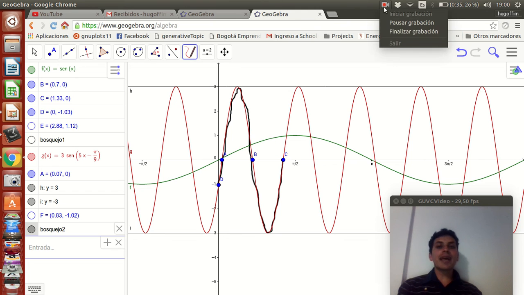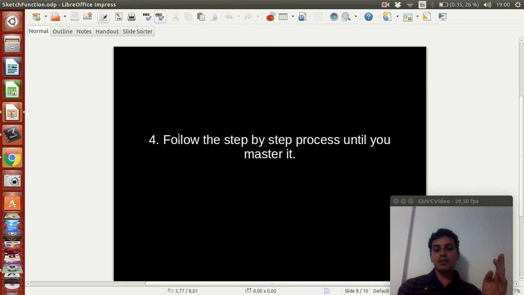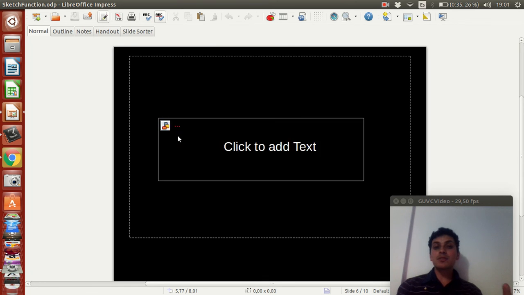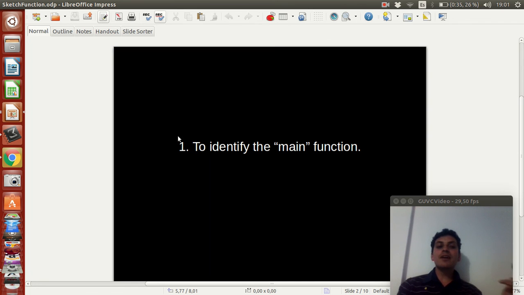I hope that you understand, and remember the 4 steps: domain, range, intercepts, asymptotes or periods. And remember the 4 keys. Follow the steps, and by following the steps, identify which properties apply. Here we apply the properties of sine. Identify the argument of a function. The argument was 5x minus pi ninths. And identify the main function, that is sine.